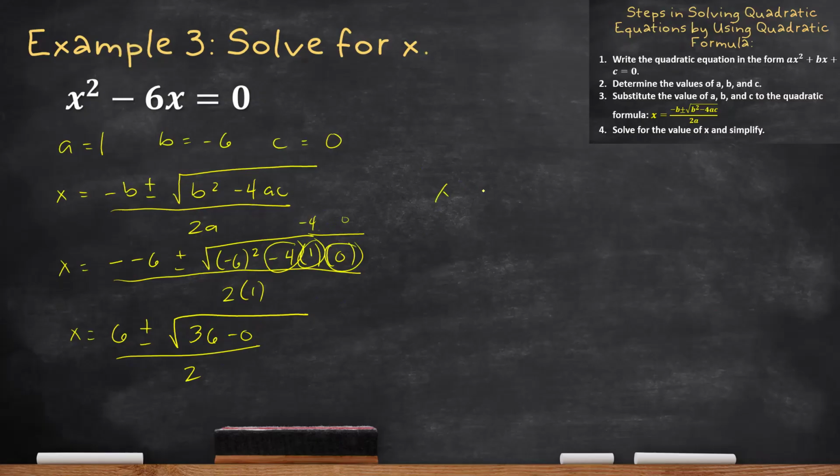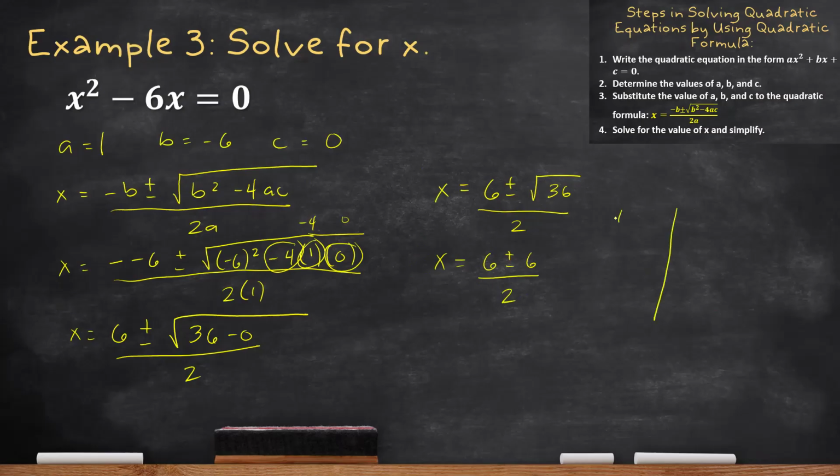So, x is equal to 6 plus or minus the square root of 36 all over 2. Now, what is the square root of 36? So that is equal to 6. So we're going to have 6 plus or minus 6 all over 2.